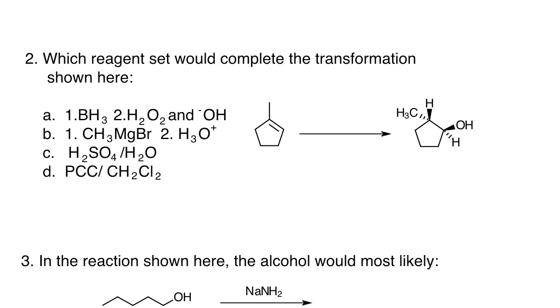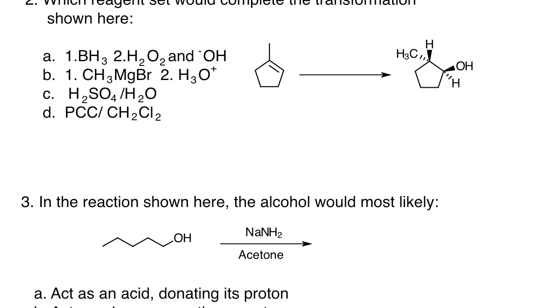Number 2, which reagent set would complete the transformation shown here? So we've got an alkene, and it's going over to an alcohol. This is a type of reaction that we've discussed during the creating alcohols portion of this lecture. And you've got several different sets to work with there. You want to pick the best set of reagents that would provide you with the product you see over on the right.